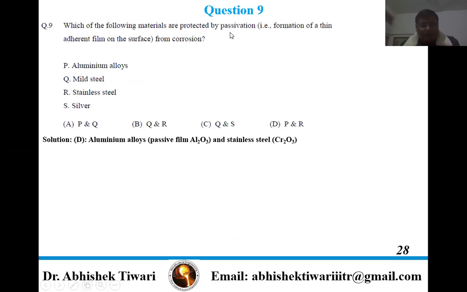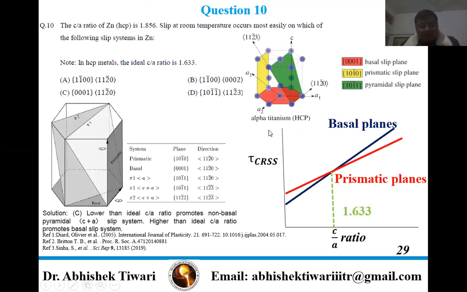Which of the following materials are protected by passivation? That means formation of a thin adherent film on the surface that protects from corrosion. The options are aluminum, mild steel, stainless steel, or silver. Aluminum makes a passive film of Al2O3, and stainless steel also has chromium, so a Cr2O3 passive film. So P and R are the correct options, that means option D is the correct answer.